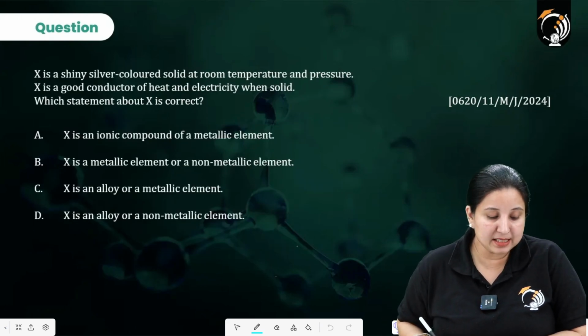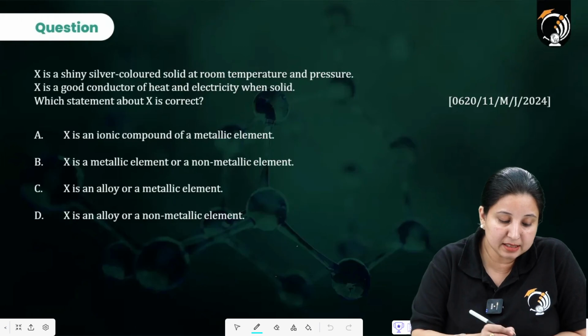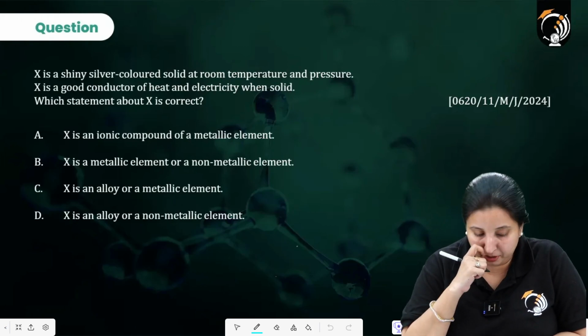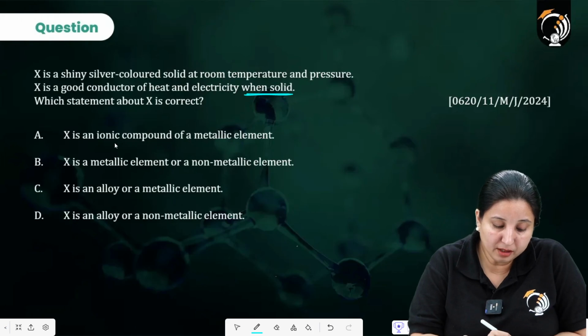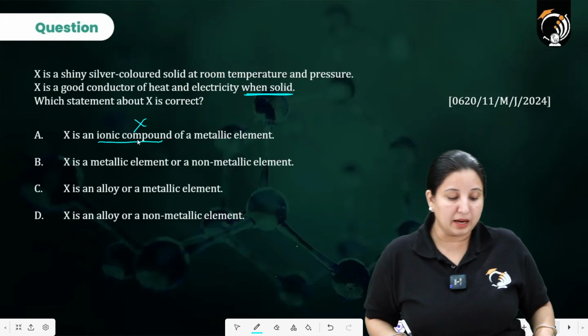Next: X is a shiny silver colored solid at room temperature and pressure. X is a good conductor of heat and electricity when solid. Which statement about X is correct? Now it says when it is solid. So X is an ionic compound? This is going to be wrong, because an ionic compound conducts electricity only in the molten or the aqueous state.